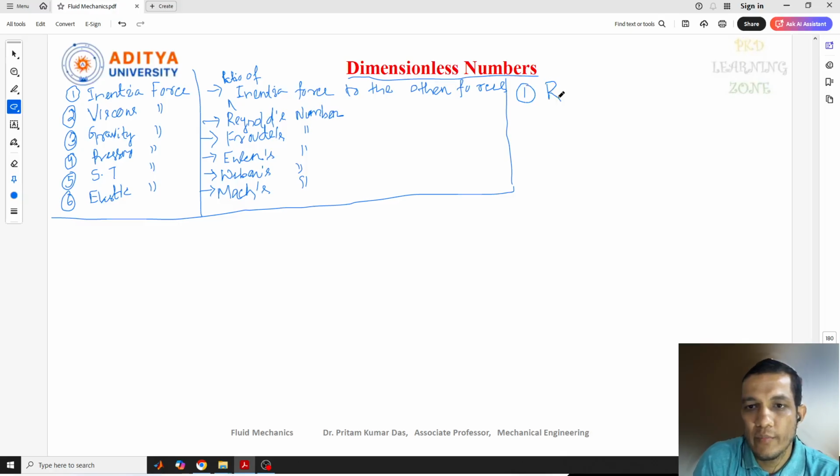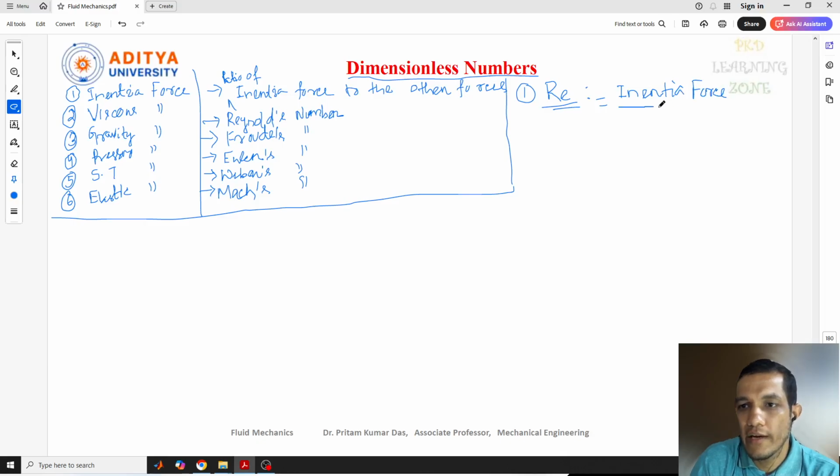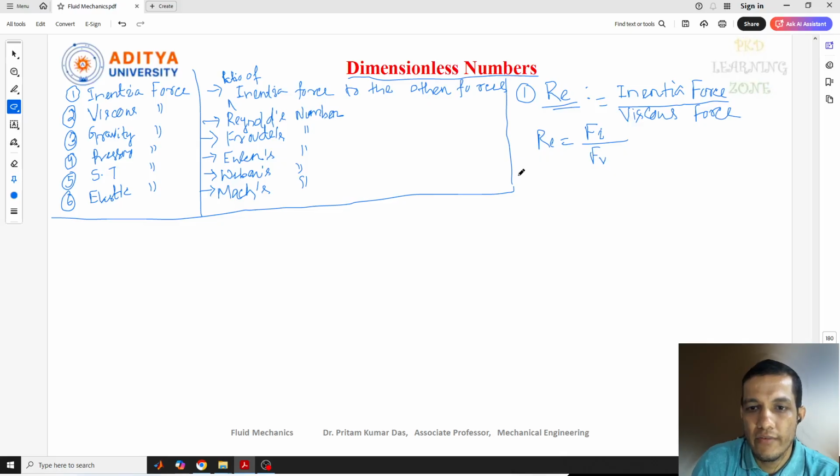The Reynolds number is indicated by Re, and it is the ratio of inertia force to viscous force. Inertia force will be in the numerator, and the remaining force will be in the denominator. Inertia force we define as Fi, and viscous force as Fv. Now we need to find out what Fi, the inertia force, is.